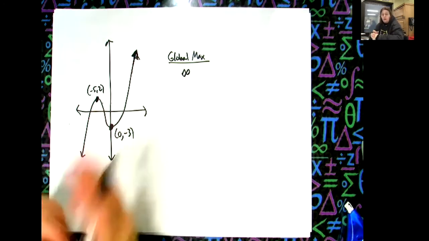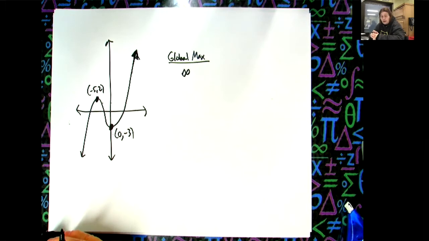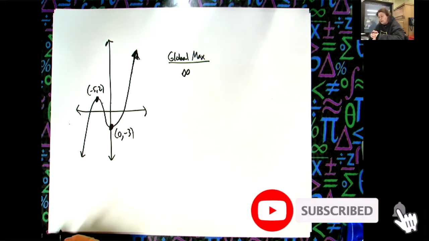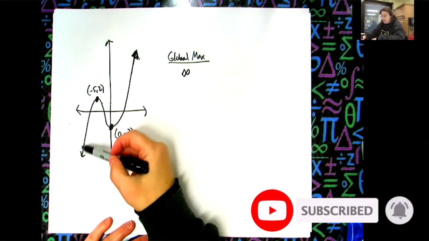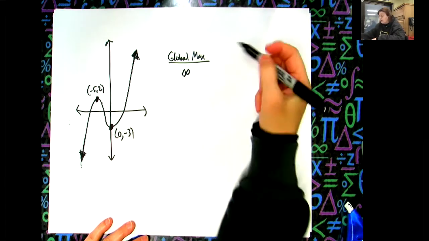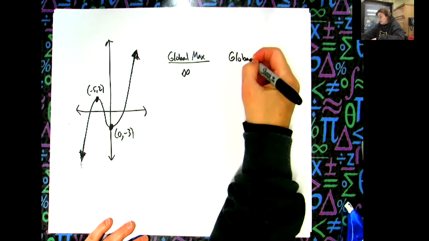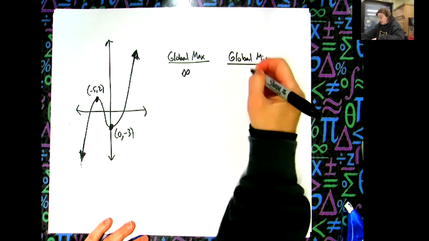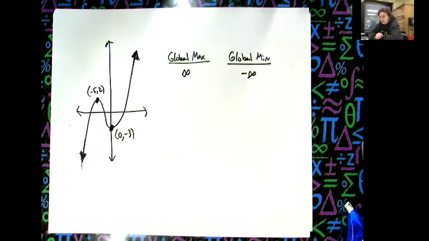It's not an ordered pair. It's not located at any point in time. We just refer to global max as infinity. All right, now global min: down arrow, right? Going down forever, never, never. So our global min on this, we're just going to write it as negative infinity, because it goes down forever, never, never.